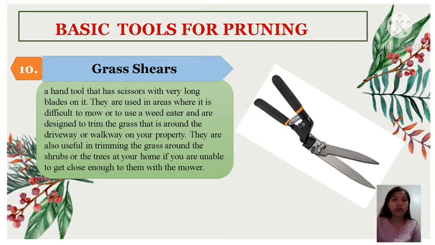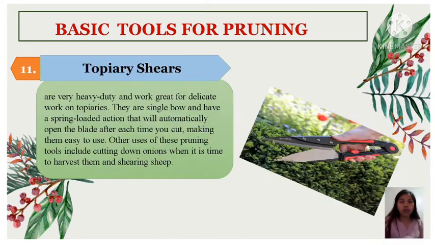Grass shears, a hand tool that has scissors with very long blades on it. They are used in areas where it is difficult to mow or to use a weed eater and are designed to trim the grass that is around the driveway or walkway on your property. They are useful in trimming the grasses around the shrubs or the trees at your home if you are unable to get close enough to them with a mower.